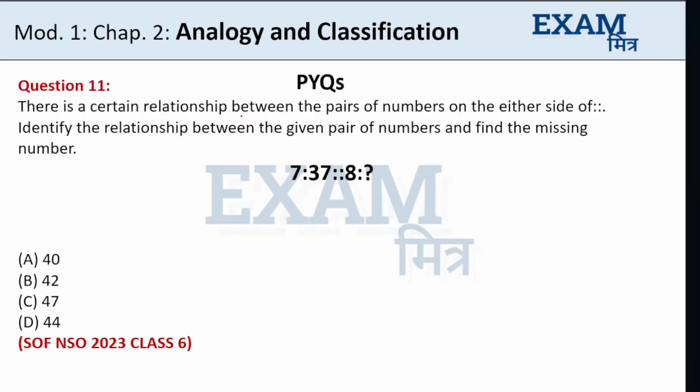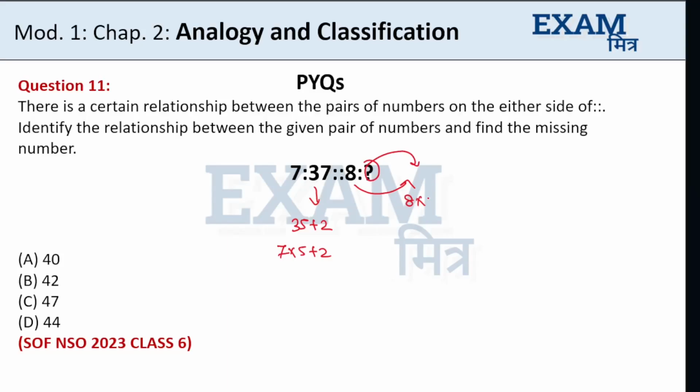Question number 11. So there is a certain relationship, the same way. So this must be easy. This 37, how is this 37 related to 7? So just try to think of any number close to the multiple of 7. So this 37 is 35 plus 2. That means this is 7 into 5 plus 2. So to get the next number, what shall I do? What should be the value of this one?